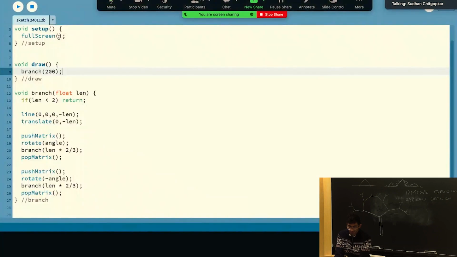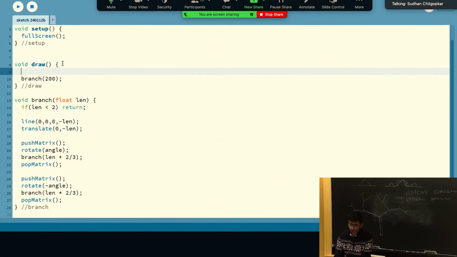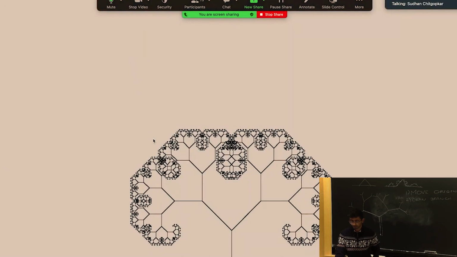The reason for that is because we originally want to start our branch at the bottom middle of the screen. And our origin starts, again, top left. And so we need to translate our origin all the way to the bottom middle of the screen, which is going to be our width divided by 2 and our height. And so that should translate it to where we want it to be. Okay, cool. And we got something. This looks somewhat interesting. This looks right?